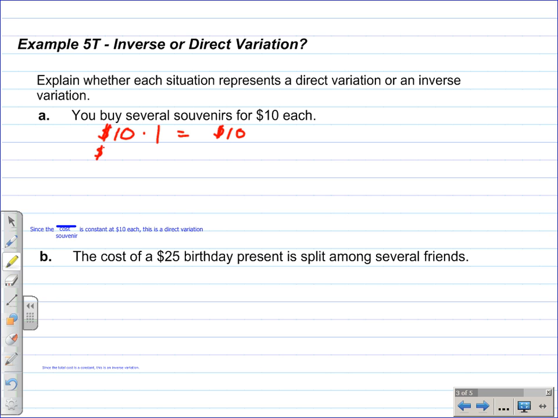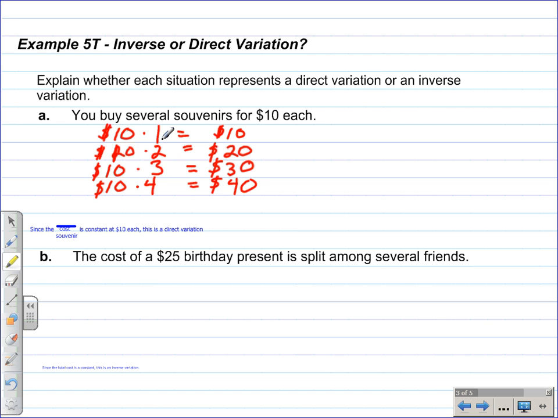If I buy two $10 souvenirs, that's going to be equal to $20. If I buy 3 of them, that'll be equal to $30. If I buy 4 of them, that'll be $40. In this table, we can see the $10 cost for a souvenir remains constant. What changes is the number of souvenirs bought. Well, so then does the total cost.